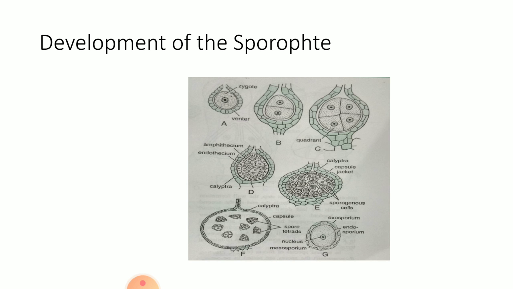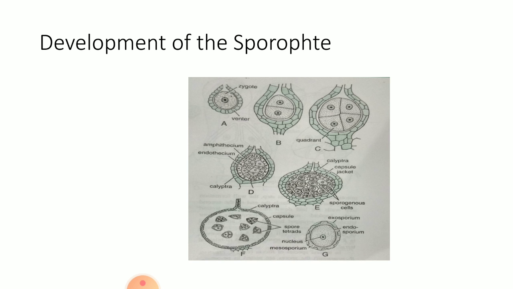Each quadrant divides by a vertical wall at right angles to the preceding one, and the embryo at this stage consists of 8 nearly equal cells. Here only 4 cells are seen in longitudinal section. This is the octant stage. Succeeding divisions of the 8-celled embryo in an irregular manner give rise to a spherical mass of 20 to 40 undifferentiated colorless cells.